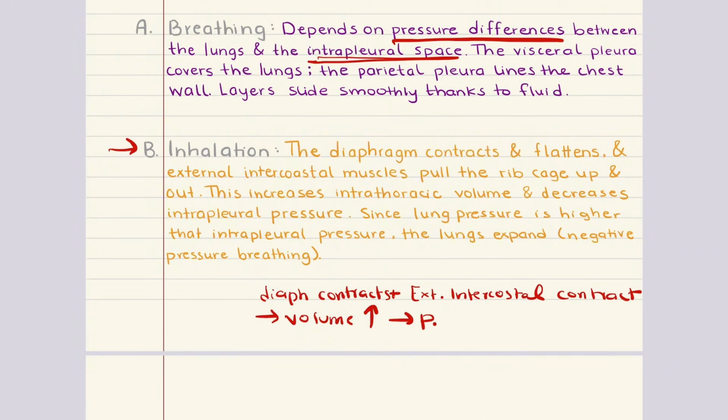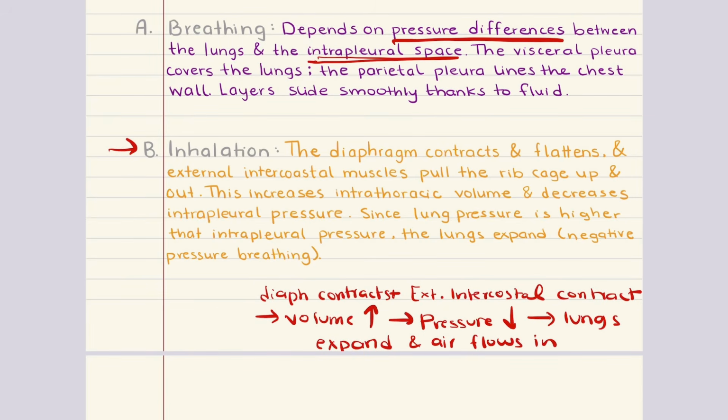Now, because the pressure inside the lungs is higher than the pressure in the intrapleural space, the lungs will begin to fill that space, and air flows in to equalize the pressure. This is called negative pressure breathing because it's the drop in pressure that pulls air into the lungs.